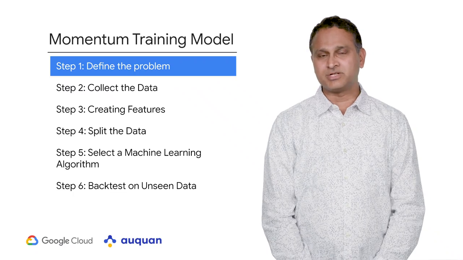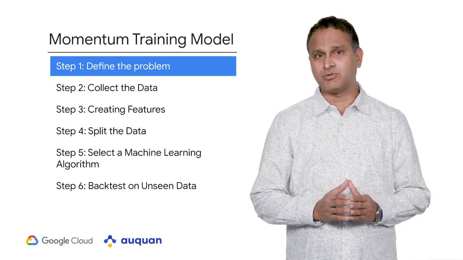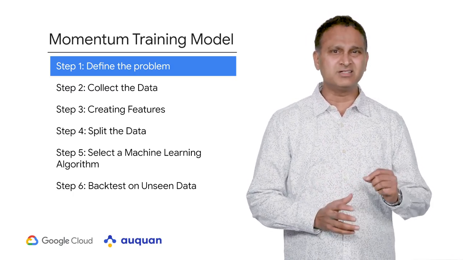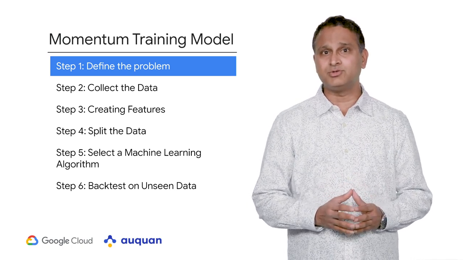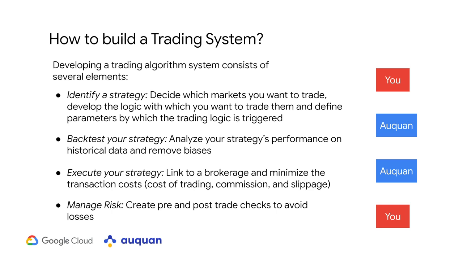In order to build a momentum trading model, there are 6 steps involved. The first step is to define the problem. Although you may think you know what the problem is, you must learn to define the problem in terms that can enable you to use a machine learning algorithm. That's what we are going to do in this step.